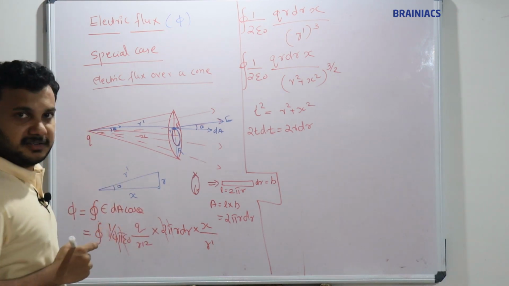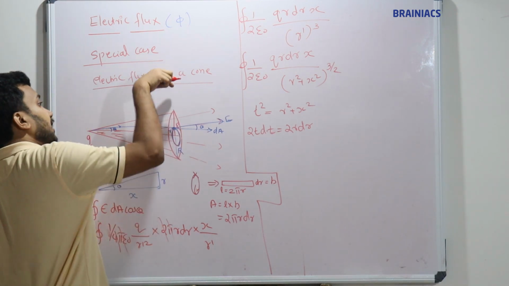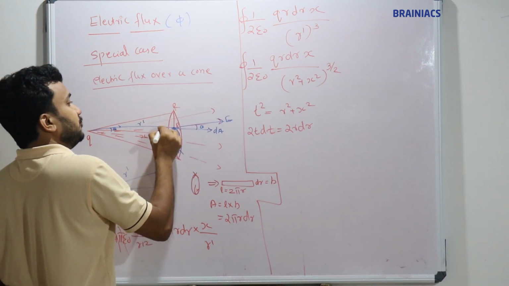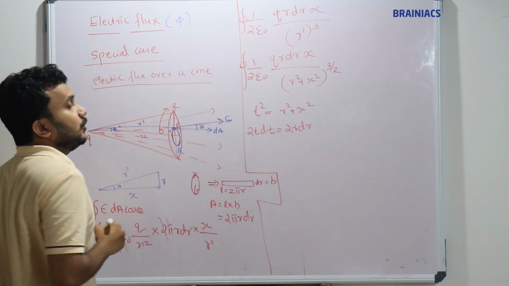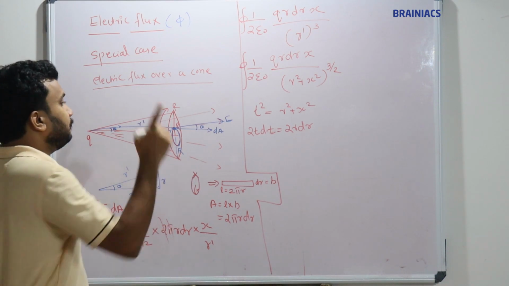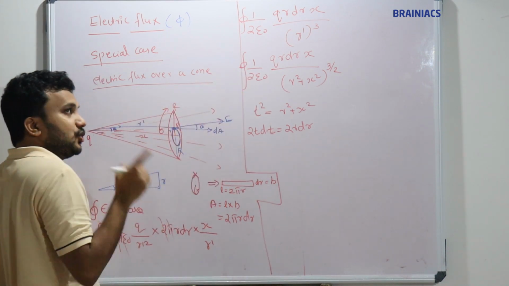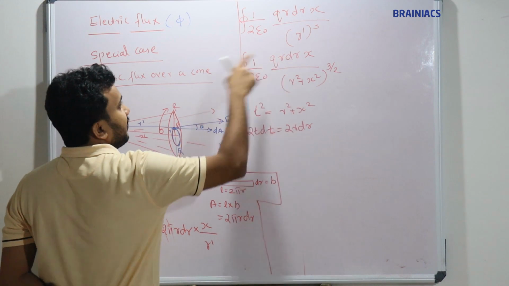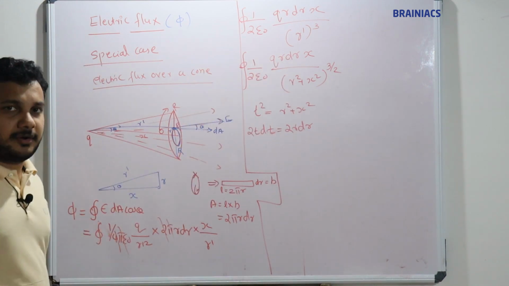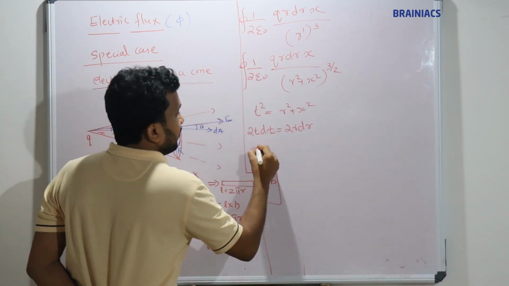To have it for a bigger circle, from small r I have to go to capital R, starting from 0 till capital R. So what should I do? I have to integrate. But what is the varying parameter? r is the varying parameter, all others are constant. So all constant terms we take out of the integration.